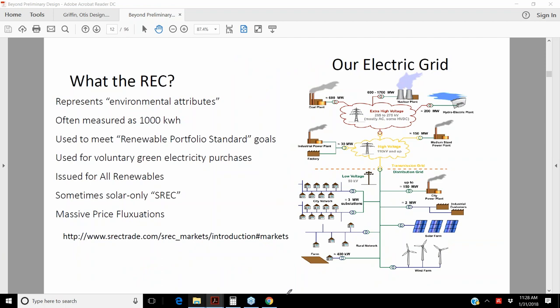Now, all that said, one thing that is unique about a community solar project as opposed to a wind farm or a hydroelectric dam is that you can actually locate the community solar project closer to the home. So as far as what green energy product, whether it's a voluntary wind purchase or a voluntary green power purchase, it's the community solar purchases that will actually bring that renewable electricity closer to home.